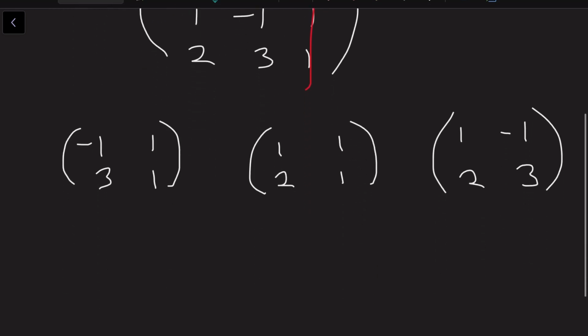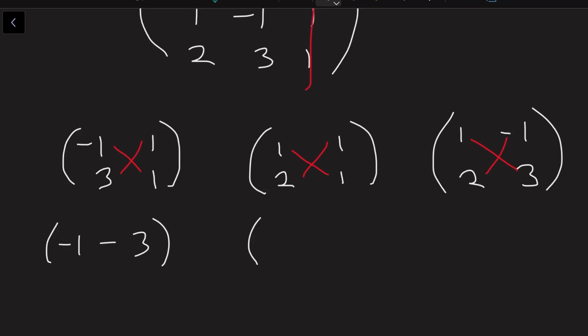We are now going to find the determinant of these 3 matrices. Now recall, to find the determinant of a matrix, we are going to multiply the diagonals. So that is A times D minus B times C. Now let's multiply. We are going to be left with here minus 1, minus 3, 1, minus 2, and this one is going to give us 3 plus 2.